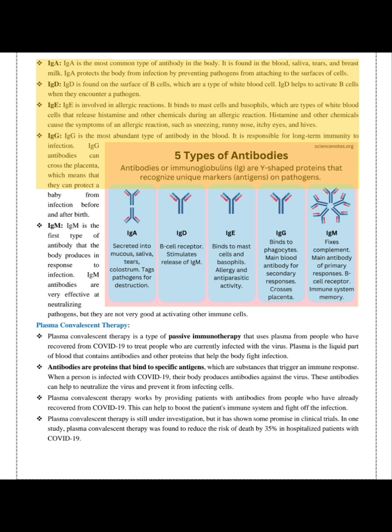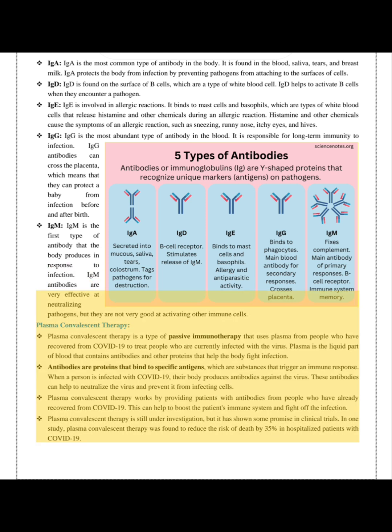IgG. IgG is the most abundant type of antibody in the blood. It is responsible for long-term immunity to infection. IgG antibodies can cross the placenta, which means that they can protect a baby from infection before and after birth. IgM. IgM is the first type of antibody that the body produces in response to infection. Antibodies of the IgM type are very effective at neutralizing pathogens, but they are not very good at activating other immune cells.